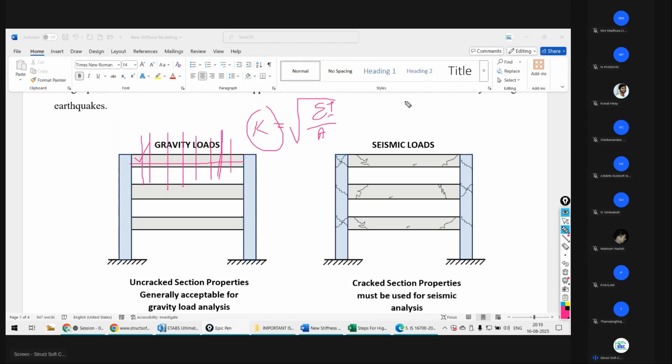And this K is mainly directly proportional to your moment of inertia. Moment of inertia is BD cube by 12 for the rectangular section. So at any section I can consider 100% stiffness, 100% section properties taking part in resisting the load throughout the life of the structure. Getting my point? There are different stages of the loading.